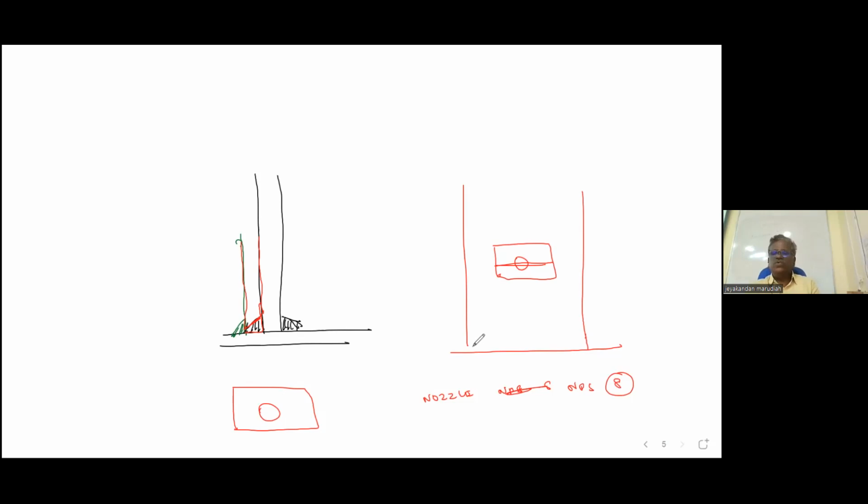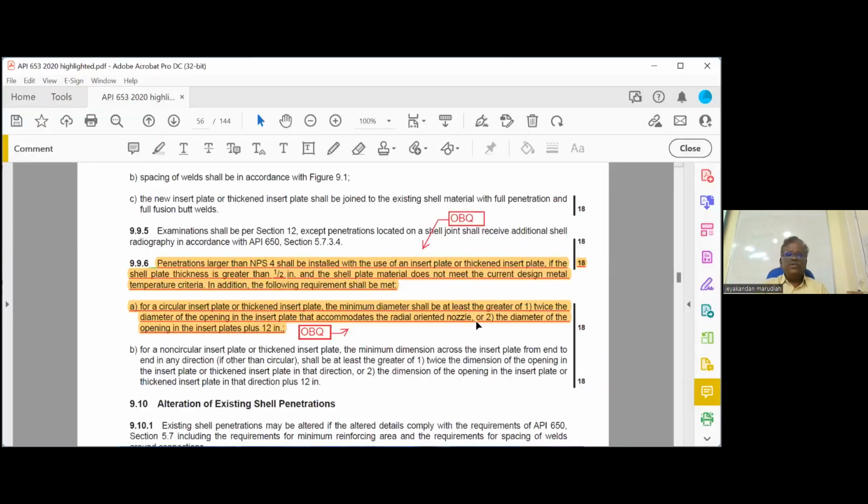Okay, now what is the answer? What is twice the diameter? 2 into 8, 16, or 8 plus 12, 20, whichever is greater. We have to use a minimum of 20 inch. This is a regularly asked exam question. When you are adding an insert plate, what should be the insert plate dimension? If circular, the greater of twice the diameter of the opening, or the diameter of the opening plus 12 inch. Very, very important. And the insert plate is mandatory when the nozzle is larger than NPS 4 and the shell plate thickness is more than half an inch.